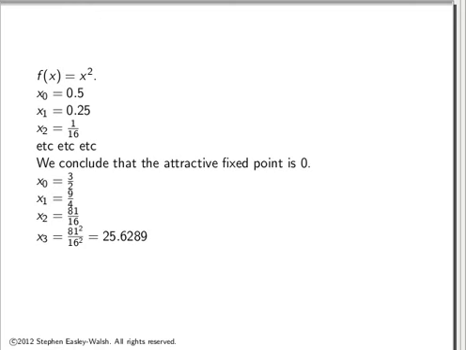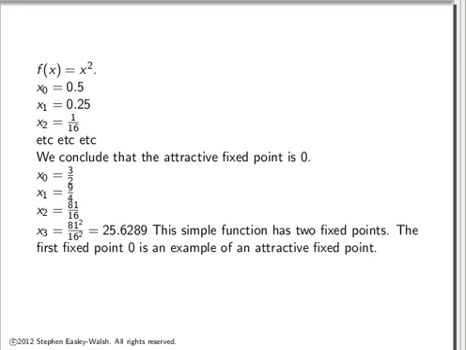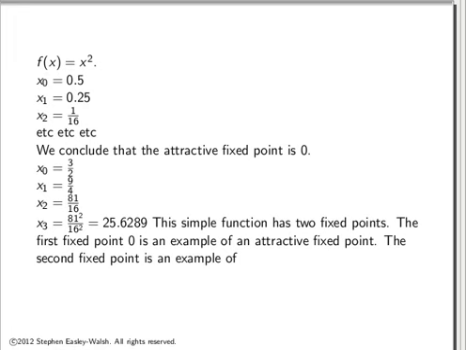This simple function has 2 fixed points. The first fixed point, that's 0, is an example of an attractive fixed point, because the formula brings us to it. Okay. The second fixed point is an example of a non-attractive fixed point, but still a fixed point, or perhaps an ugly fixed point if you want to think about it like that.